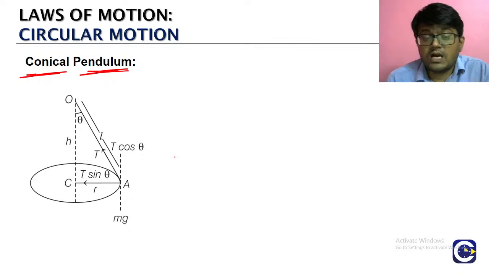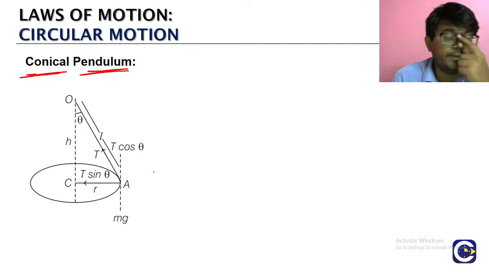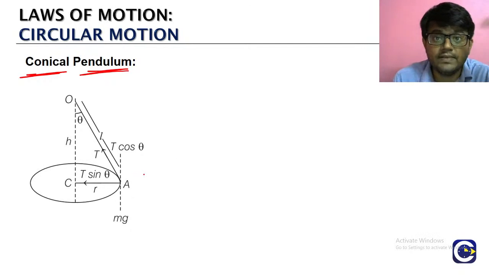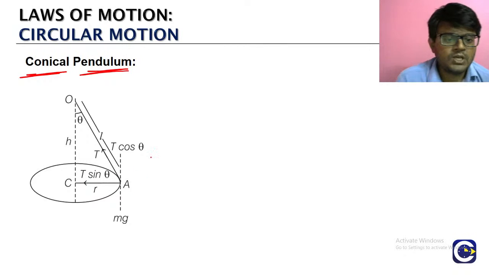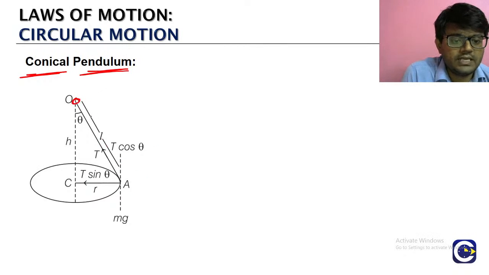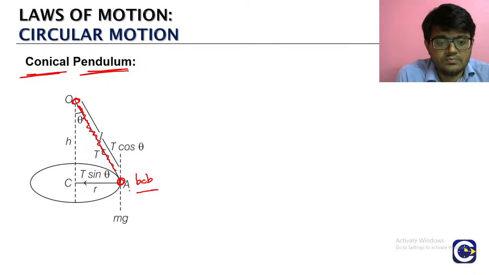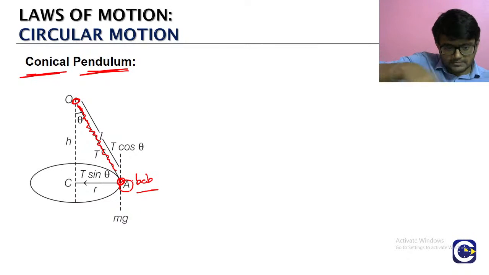Okay. Now another important arrangement with regard to this circular motion is this conical pendulum. We'll talk about this again when we go to the oscillation chapter. So a conical pendulum means you'll have the pendulum rope making an angle theta. A is like the bob of the pendulum. It will go in a circular turn.